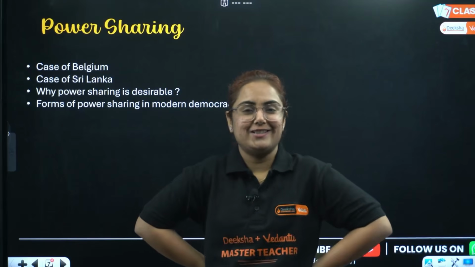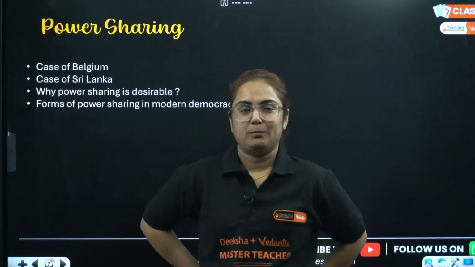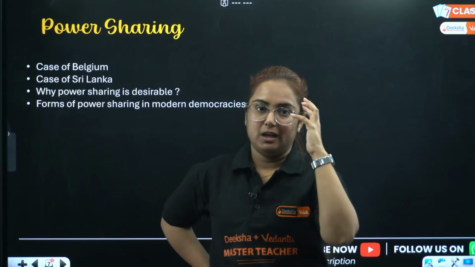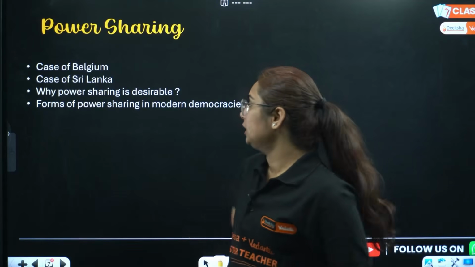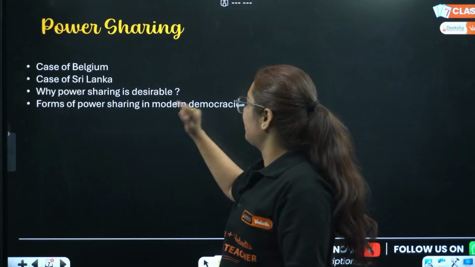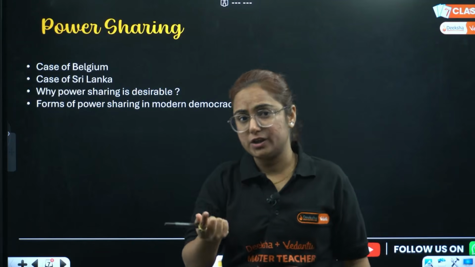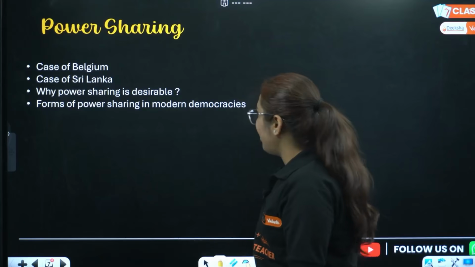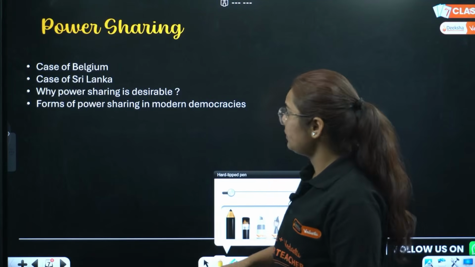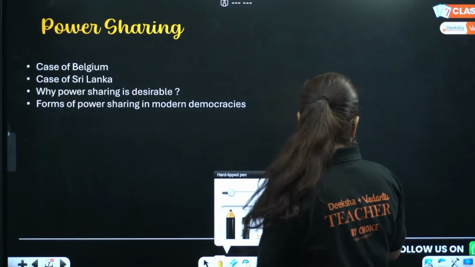We will start with the easiest chapter of SST, that is power sharing. In power sharing, what we have to concentrate on are the topics of the case of Belgium, the case of Sri Lanka, why power sharing is desirable, and what are the modern forms of democracies in which power sharing is used. What are the forms of power sharing in modern democracies?